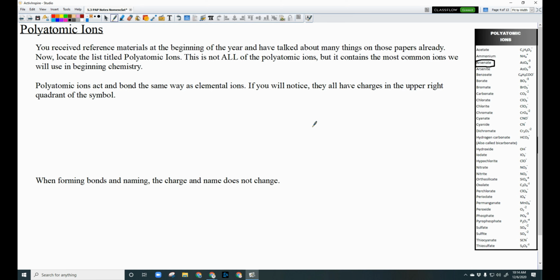Say, for example, we used this hydroxide just now. So this is going to be sodium bonding with hydroxide. We don't change this name. You're going to see in a minute when I start telling you the rules of naming. If it's like chlorine, its name is going to change when it bonds. But on polyatomic ions, you don't change the name.